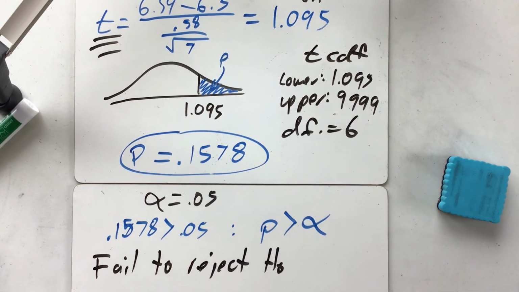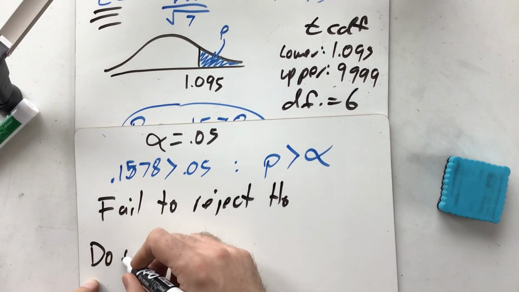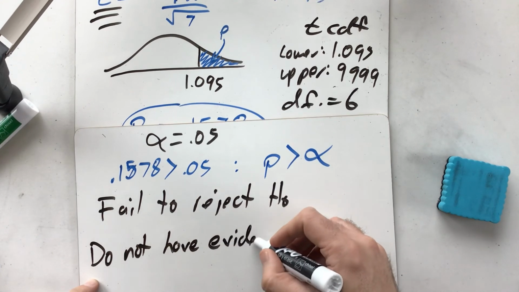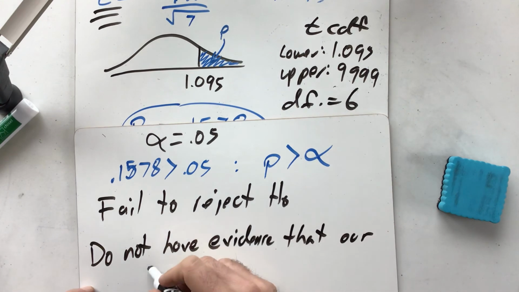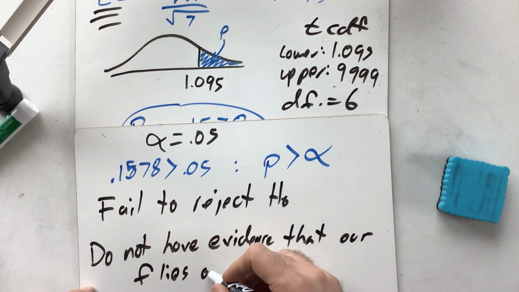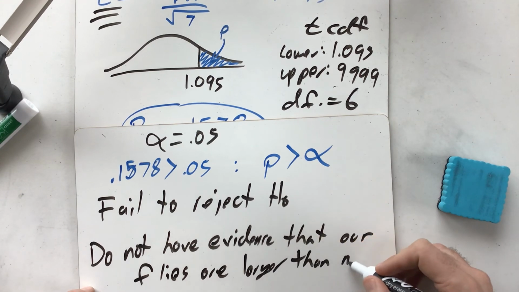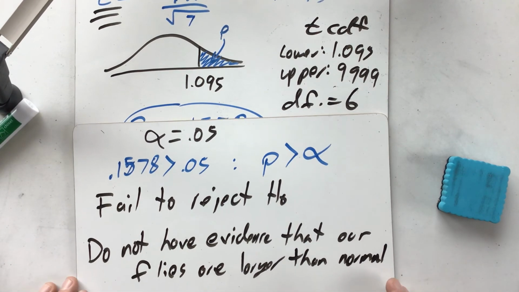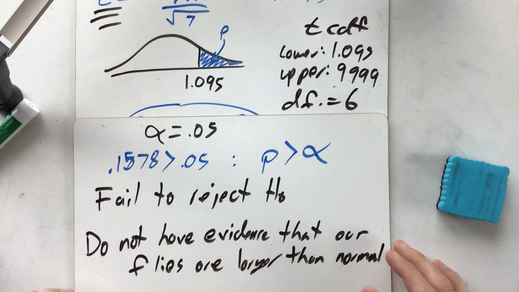What does that mean in practical terms about our flies? That means that we do not have evidence that our flies are larger than normal. We were hoping that our flies were larger than normal. We really thought so because they were causing a nuisance and they seemed really big. But after doing a study, we don't have evidence our flies are larger than normal.